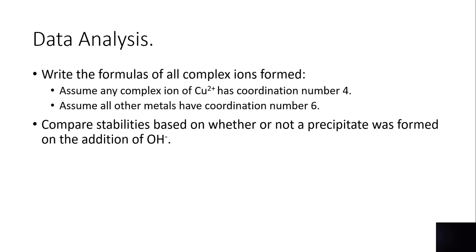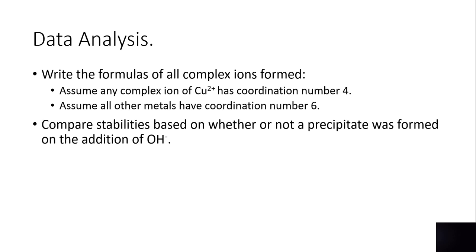A little bit about how to analyze the data for this lab. You'll write the formulas of all the complex ions that you form. In order to do this, we'll make a few assumptions about coordination numbers, so you wouldn't necessarily know ahead of time what coordination numbers you have. If you have a copper ion, a copper +2 ion, assume the coordination number is 4. And if you have any other metal ion, assume a coordination number of 6. So again, coordination number is telling you how many ligands are bonded to that central metal.